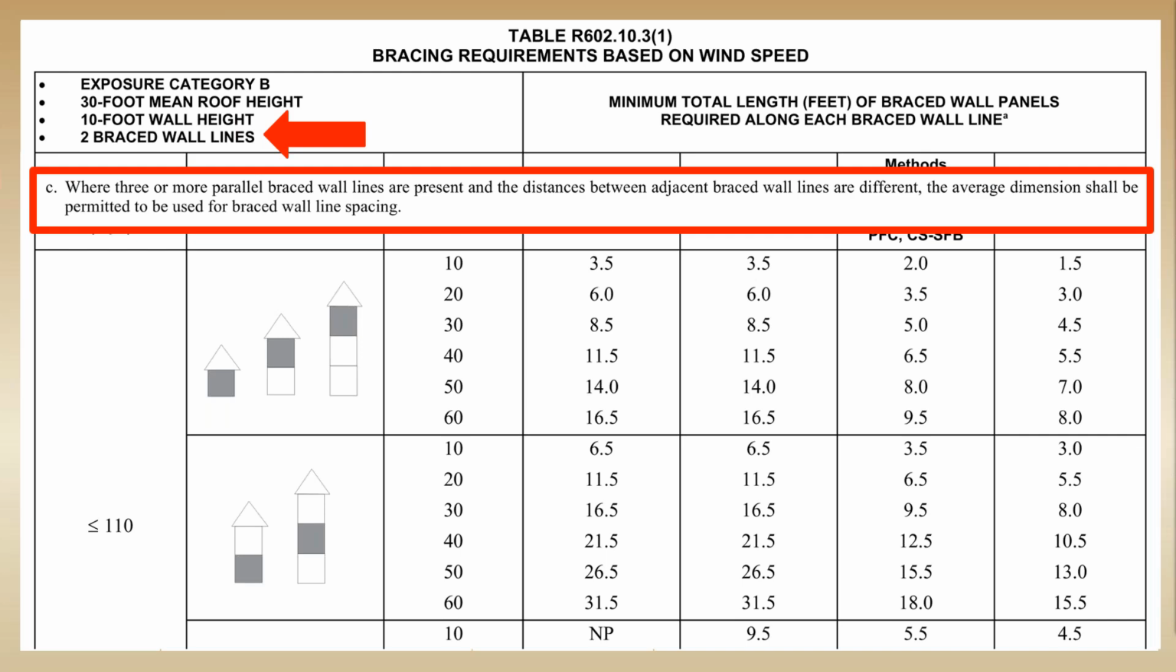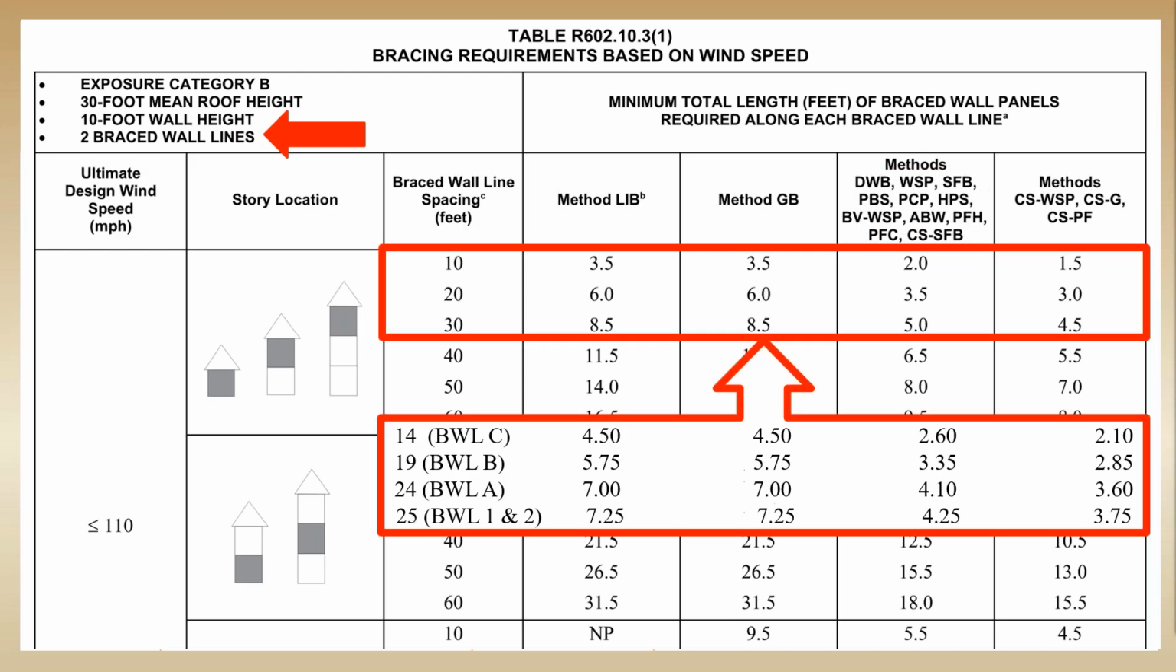19-foot for braced wall line B, and 24 feet for braced wall line A, and then 25-foot spacing for braced wall lines 1 and 2. Now, using interpolation, we can calculate the following braced length requirements for each of those braced wall lines.